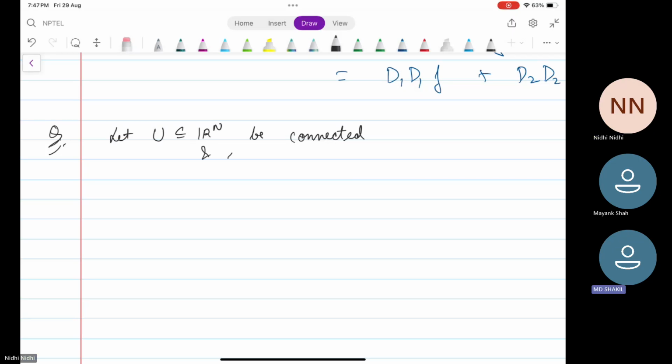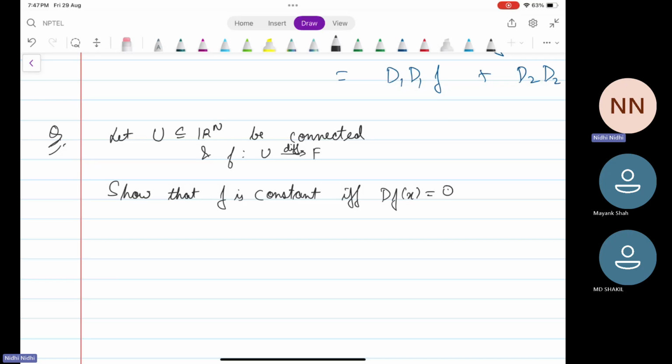Suppose f is differentiable on U. Show that f is constant if and only if dfx is equal to 0. I think I can leave that for you, you can do that yourself. So mainly you have to use the mean value theorem again. If it is constant, then directly you can use the zero map solution.